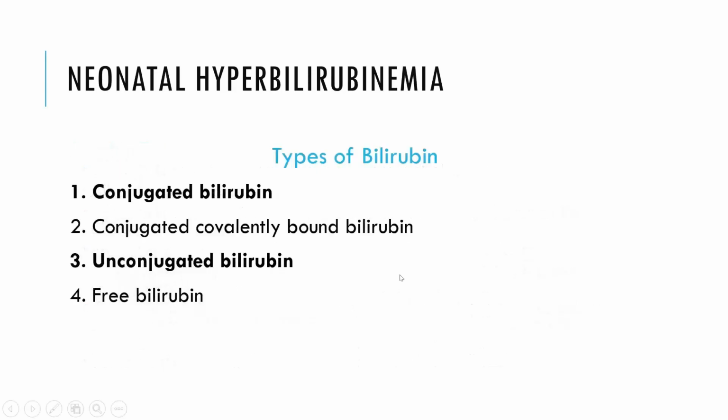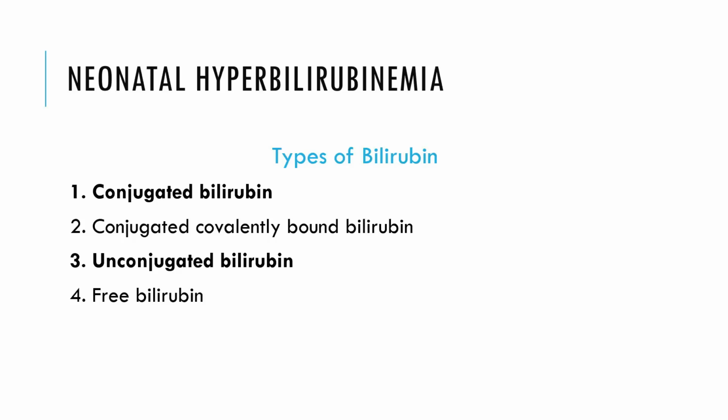So these are the different types. There are actually 4 different types of bilirubin. There's conjugated bilirubin, and the 2 bold ones are the most commonly referred to bilirubin types, and we'll be referring to them over and over today. But there are actually 4 types. So conjugated bilirubin is water soluble and can be excreted in the urine and the feces. There is conjugated covalently bound bilirubin, which isn't really found in neonates less than 2 weeks old, so we're not going to spend any time on that one.